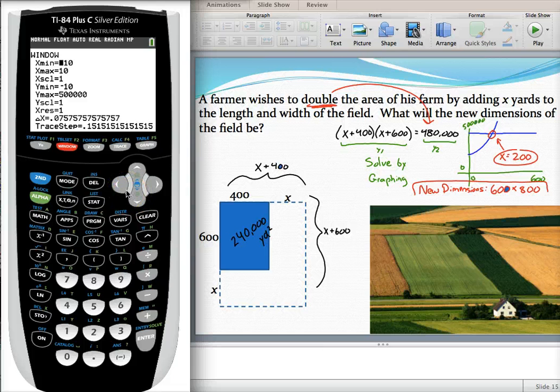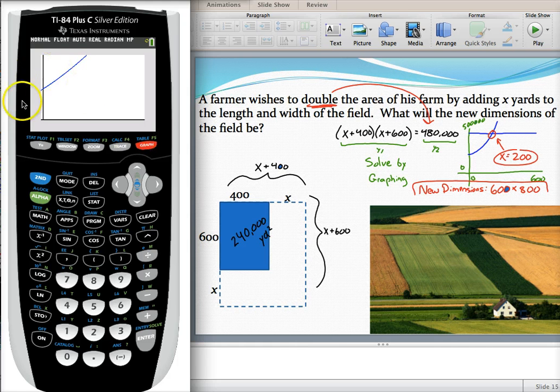I could also use the problem to help me figure out what kind of x values would make sense. Remember, x stood for how much land we're adding to our field. Right now it's 400 by 600 yards, and I want to double my area. So I'm guessing adding 10 yards is going to be insignificant. So I need a much higher number. Let's try adding, I don't know, let's try 500 yards. If I don't find an intersection, and if my window's no good, then don't get upset about it. Just try another window. So let's see this time if I can see an intersection point.